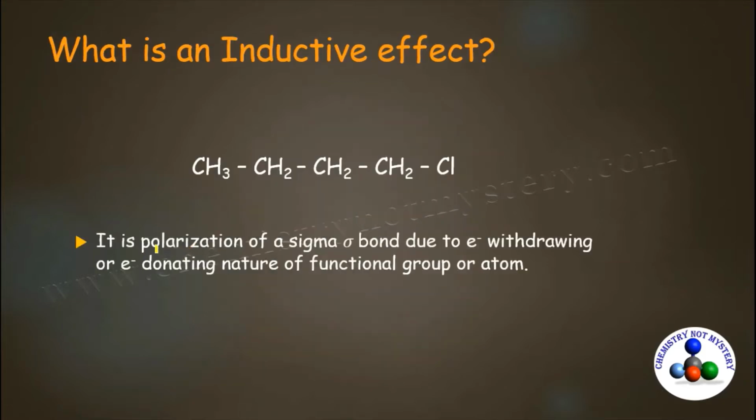Inductive effect is the polarization of sigma bond due to electron withdrawing or donating nature of the functional group or atom. For example, in this molecule, here chlorine is the functional group. So we can number this hydrocarbon chain from the right direction. So this will be carbon 1, 2, 3 and this is carbon 4. When you compare the electronegativity of carbon and chlorine, you will see chlorine is more electronegative as compared to carbon.